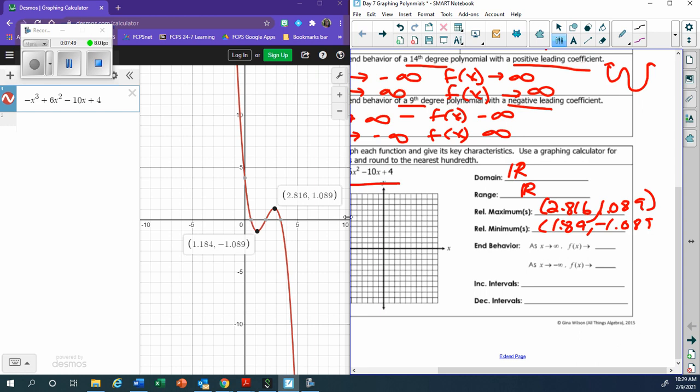What happened as x approaches negative infinity? As you go this way, it goes to positive infinity, I'm sorry, it's going down, right? If it's approaching negative infinity, it's going up.